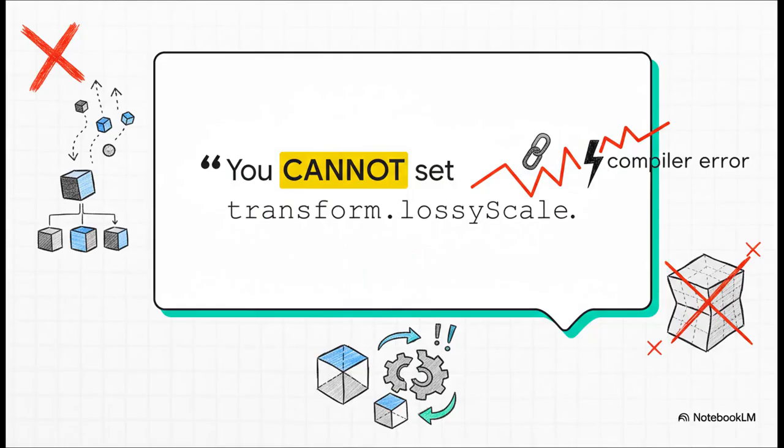This is it. This is the exam tip. Just burn this sentence into your memory. If you see a multiple-choice question with a line of code that tries to do something like transform.LossyScale equals new Vector3(2, 2, 2), you know instantly that's the wrong answer. It will cause a compiler error. You cannot directly set the world scale of an object.